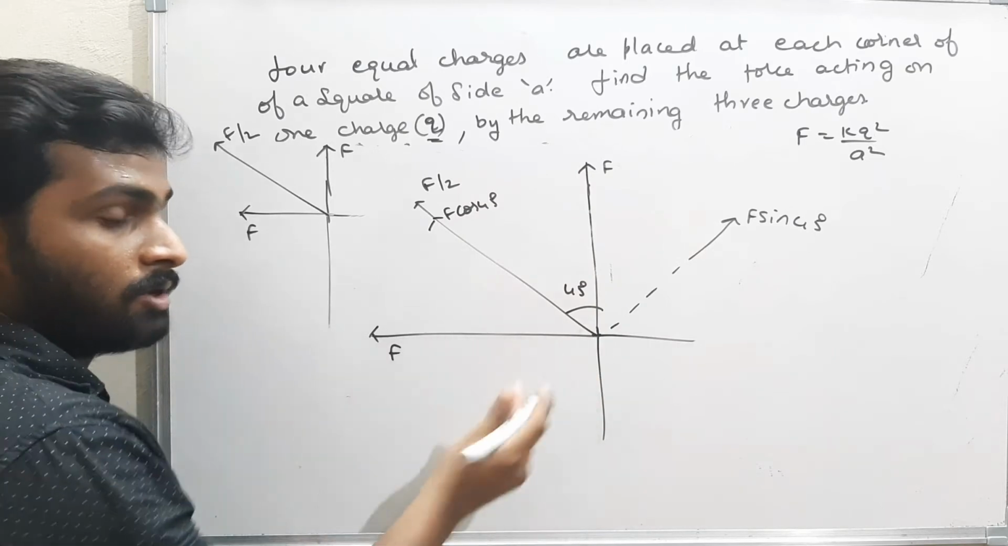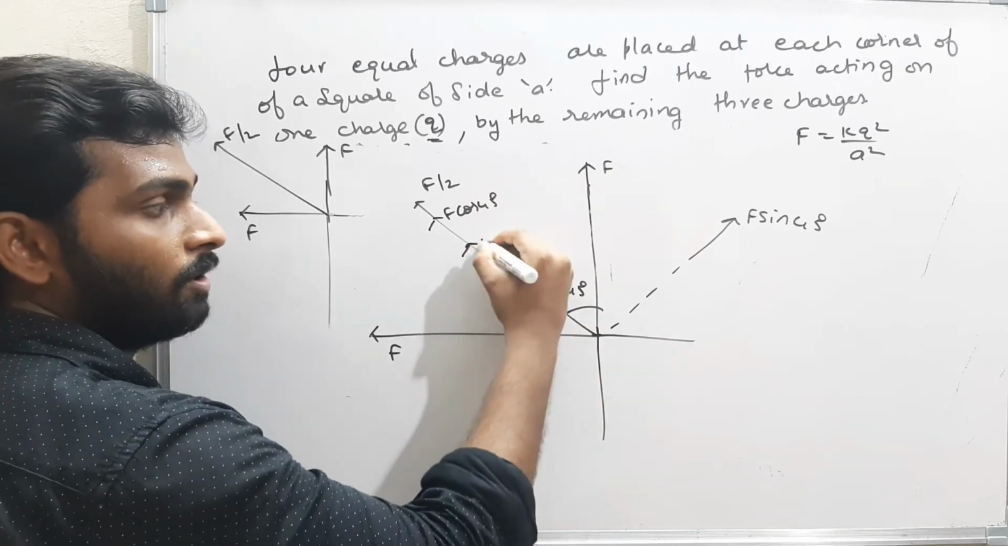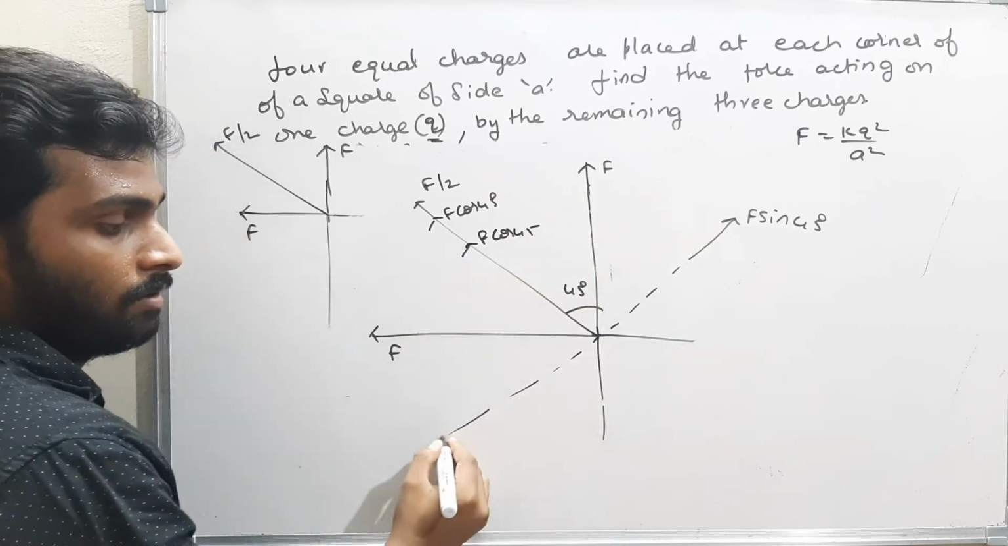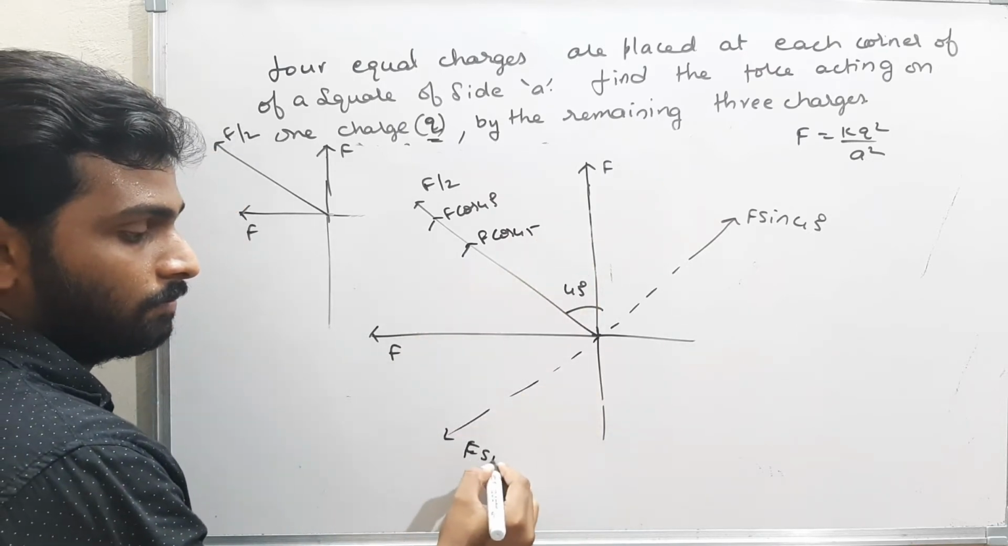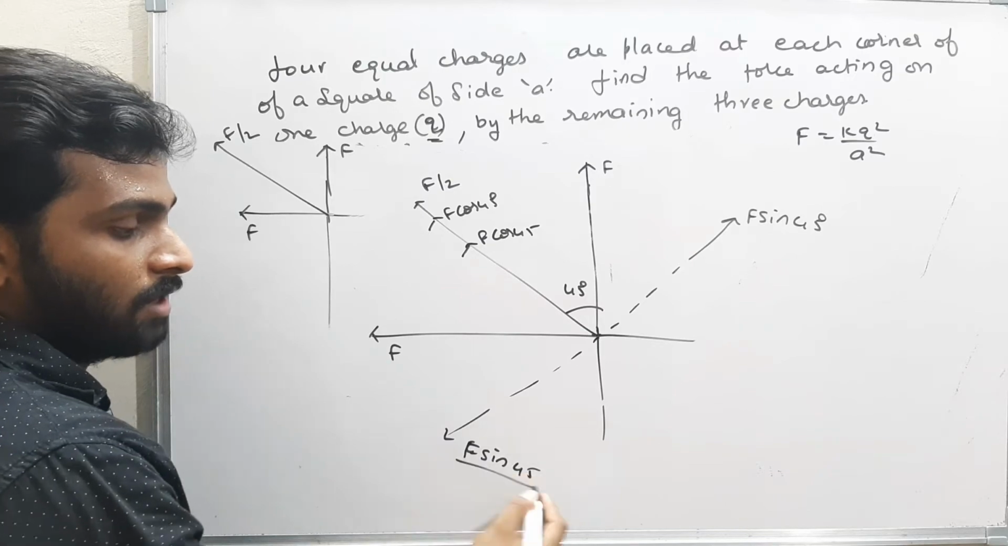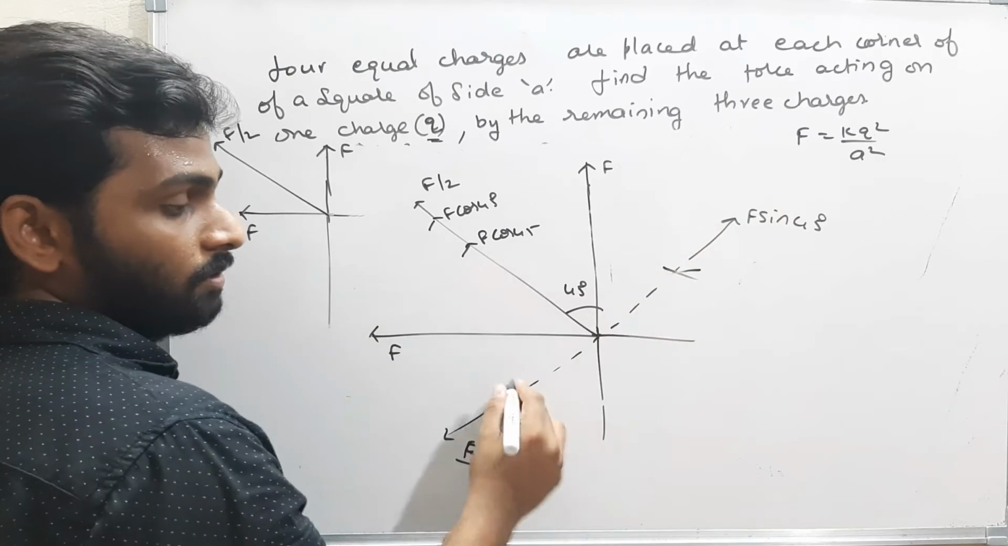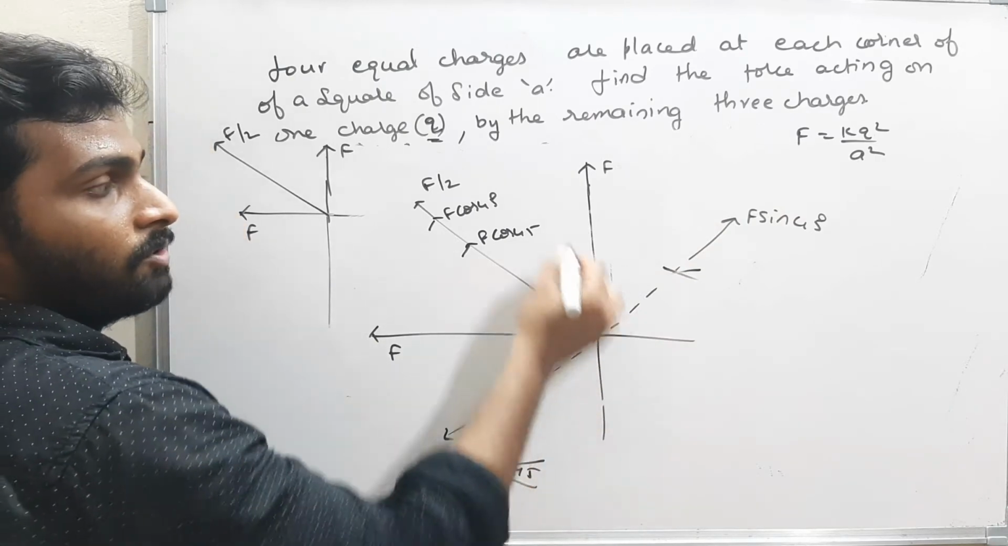Now even this one also I am resolving into two components, F cos 45 and F sin 45. And this F sin 45 in this direction and F sin 45 in that direction will be cancelled off. What is the remaining net force? The net force is this much.